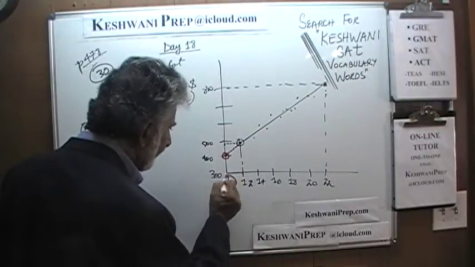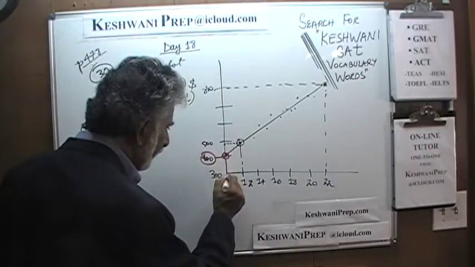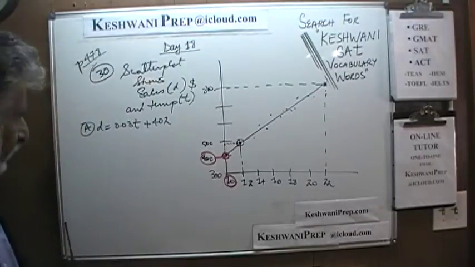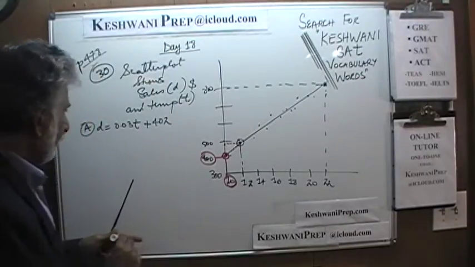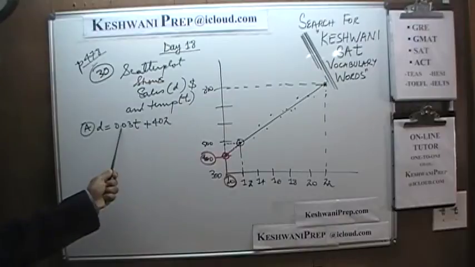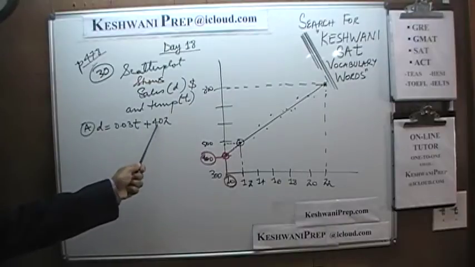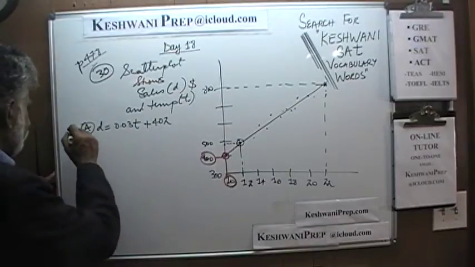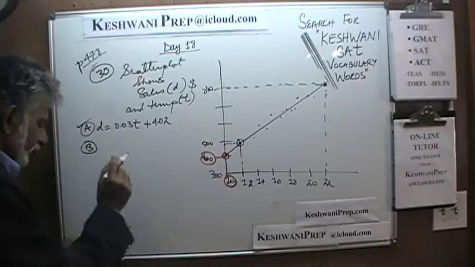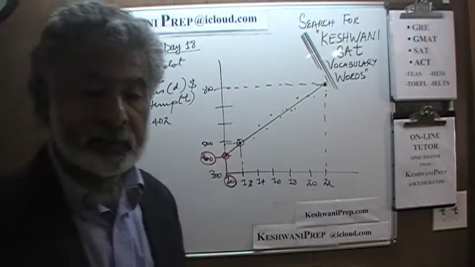When the temperature is 10, the cells are 400. I'm going to use that point and see if it fits here. So when T is equal to 10, you put it in here, 10 times something, and it looks like around 400. So right now, I'm not going to do something with it. We're just going to keep it. But it will help us eliminate some answer choices.